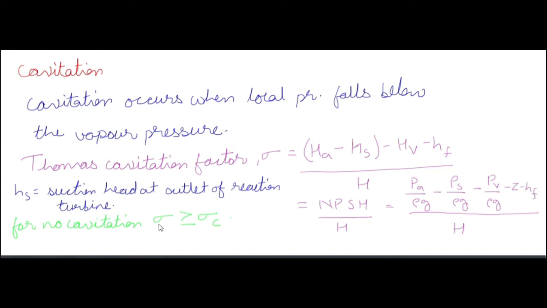So for no cavitation, we have sigma greater than sigma critical, means critical cavitation factor. And cavitation will happen when sigma is equal to 0. When this sigma will be equal to 0, then cavitation will occur. It's not written here, you write it here. When sigma is equal to 0, the cavitation will start, means boiling will start and bubbles will form. Cavitation occurs when sigma is equal to 0.